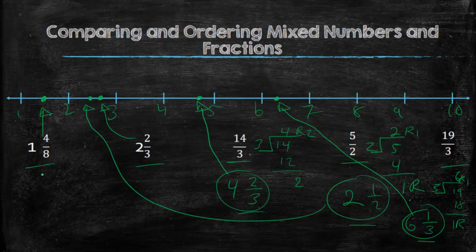So we know that this is the smallest. So I'm going to put a 1 here. This is the second smallest. This is the third smallest. This is the fourth smallest, and this is the fifth smallest, or largest. Cool? Hope you've enjoyed watching this video.